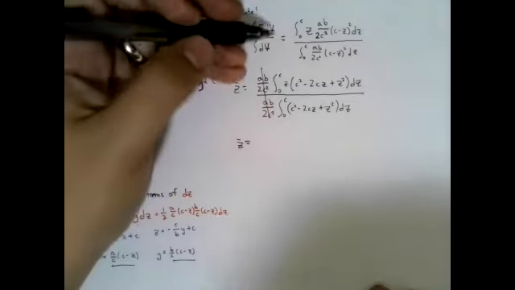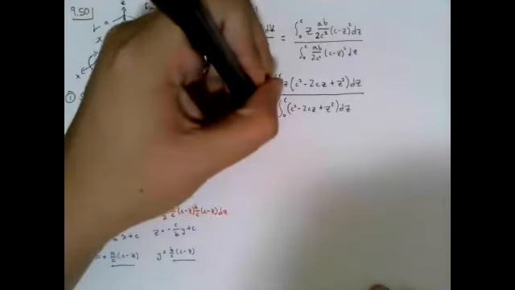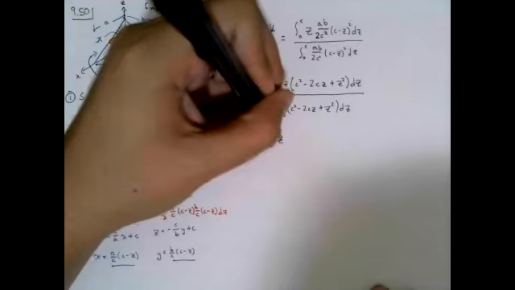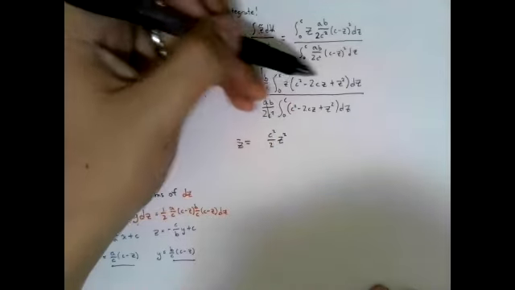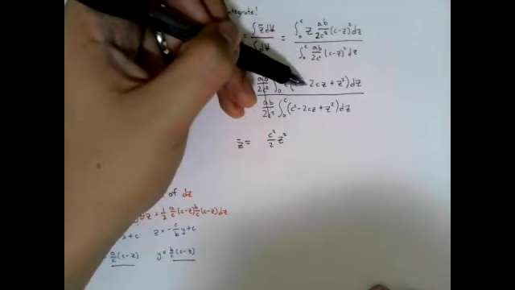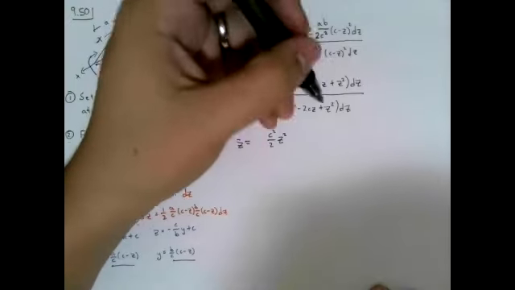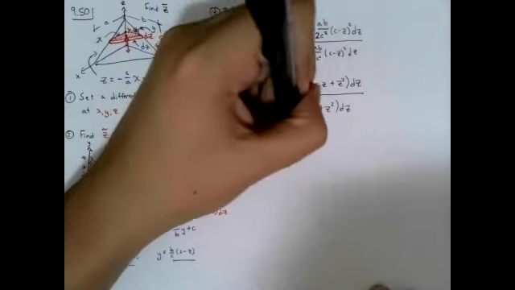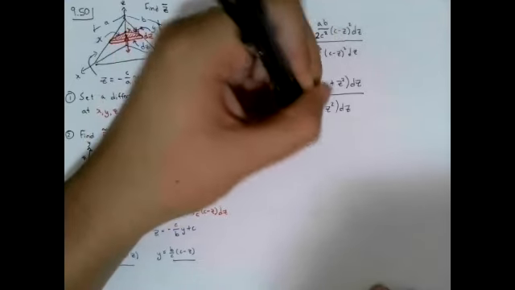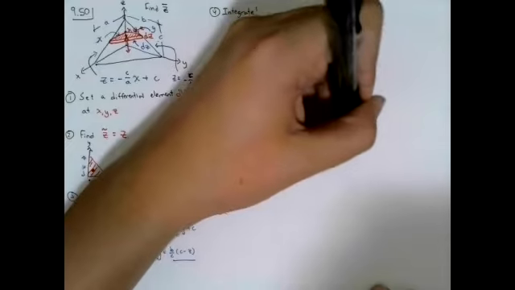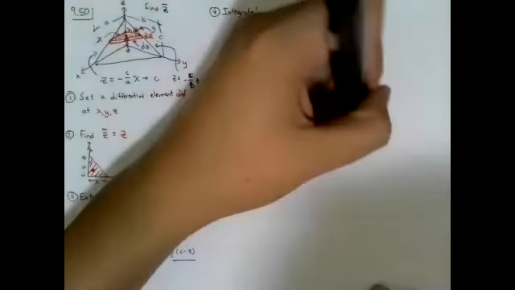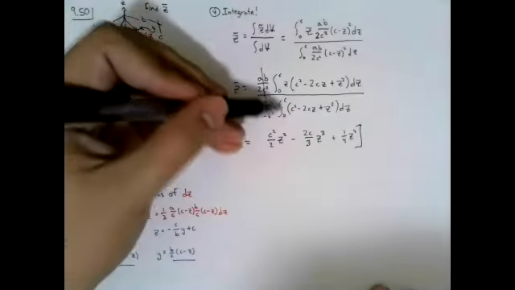C squared is a constant, right? So this should be c squared over 2 z squared. I have the integral of c squared times minus 2c. Minus 2c is a constant. So this would be minus 2c over 3 z cubed. And I have the integral of z cubed. So that's 1/4 z to the power of 4. And all of this is evaluated from 0 to c.